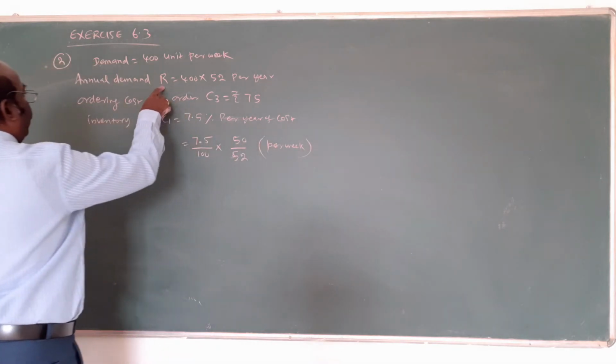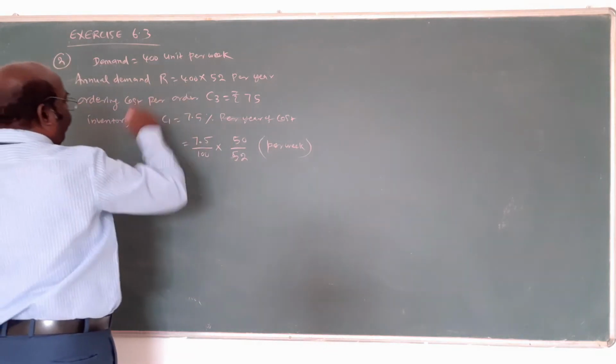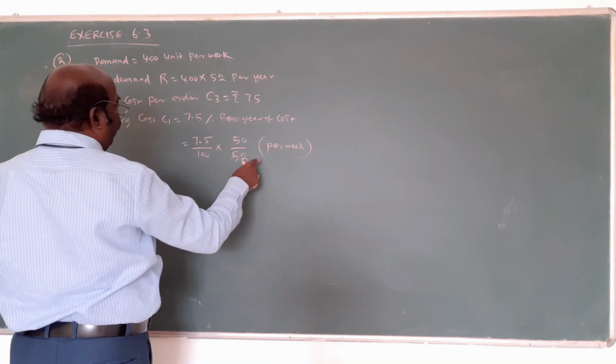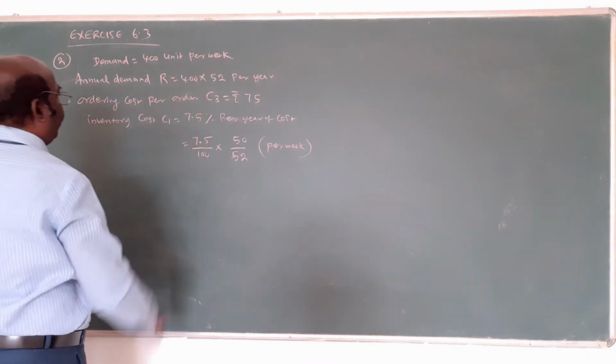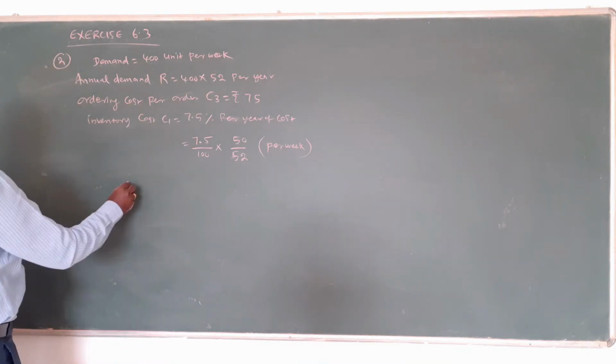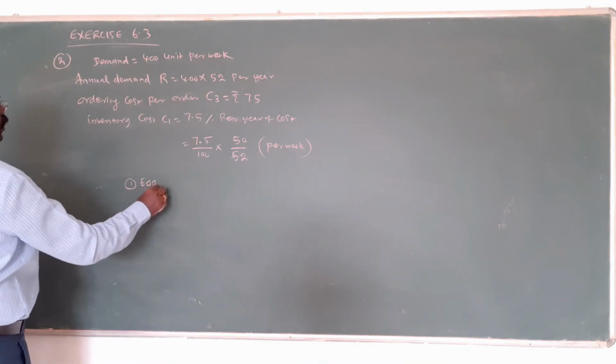Listen here. R represents annual demand. That's why we multiply. But here the question is not only weekly, that's why per week. So C1, C3, R are already found. Now the first part, EOQ, is being asked.